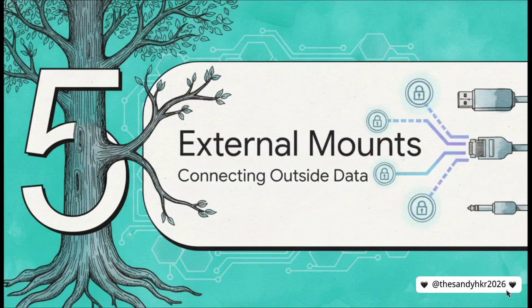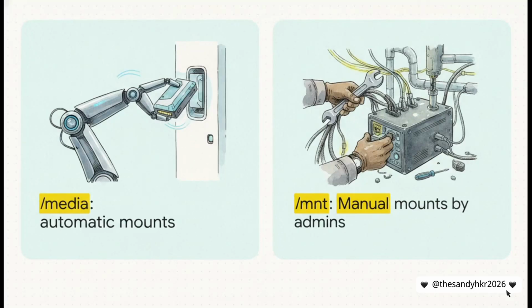Finally, we reach the edge of our city. District 5, External Mounts, Connecting Outside Data. Since we know Linux is a single continuous tree, you might be wondering, how do we handle outside data, like a USB thumb drive, and connect it securely to that tree? Well, we have two distinct directories for this, /media and /mnt. The distinction here is all about intent. The media directory is generally used by your graphical desktop environment. So when you plug in a USB drive or an SD card, the system automatically mounts it inside the media folder so you can access it instantly.